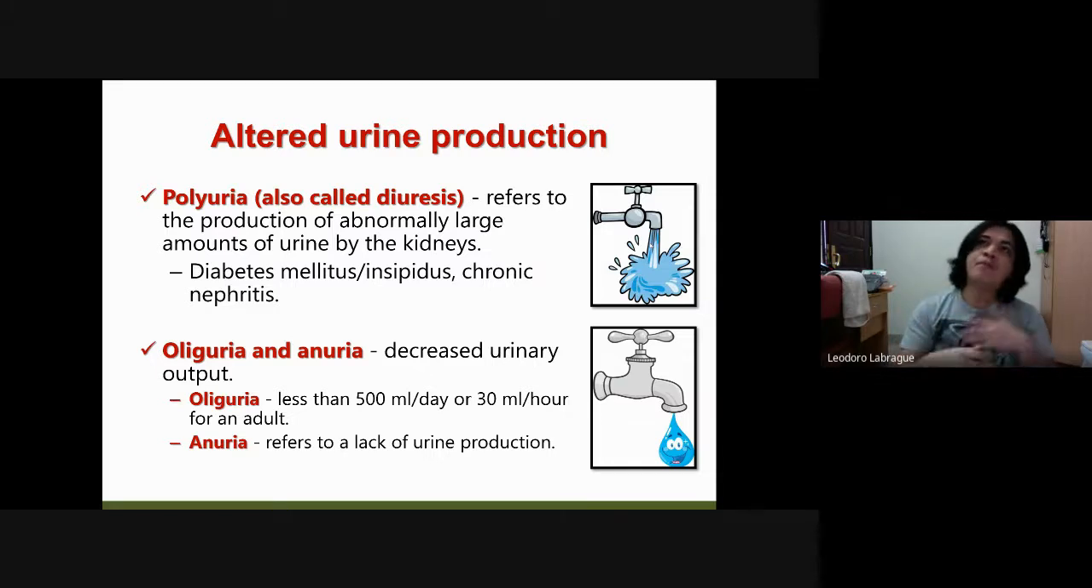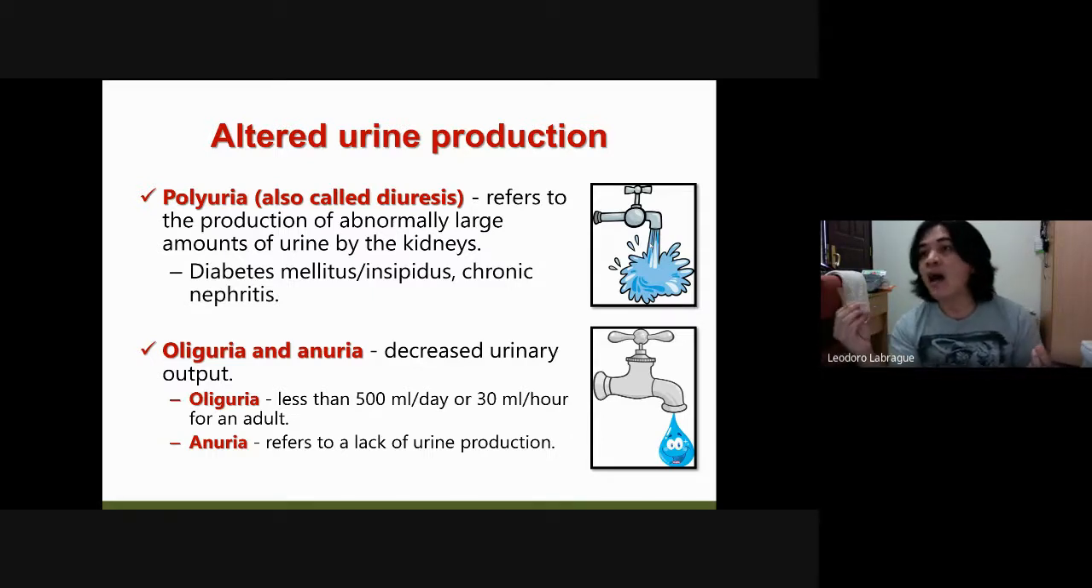Now, the opposite of polyuria, if polyuria is abnormally large amount of urine, the opposite of that is oliguria and anuria. So how do oliguria and anuria differ from polyuria? Okay, you can see on the slide, oliguria refers to less than 500 ml per day or 30 ml per hour of urine for an adult. Remember, the normal is 1,500. If the urine output is 500 ml a day, we call it oliguria.